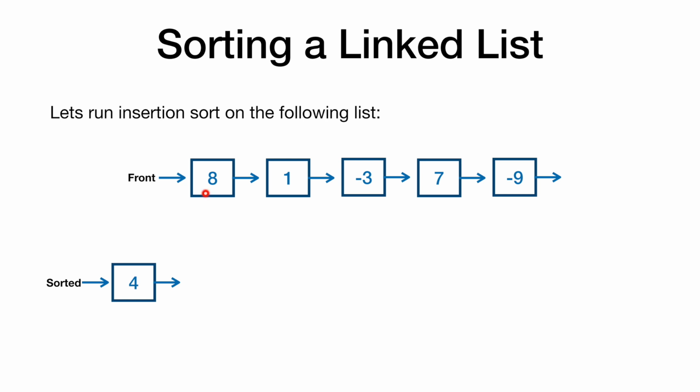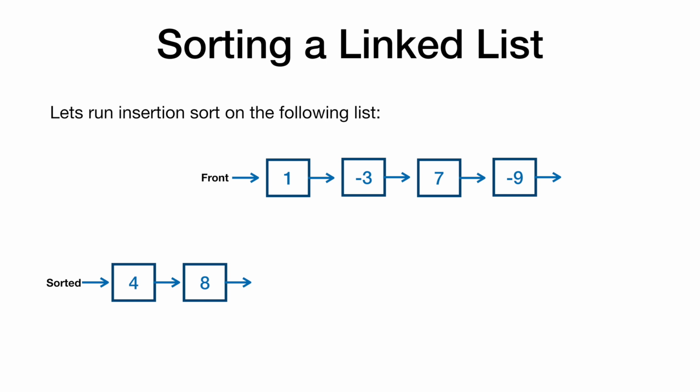And then we have to figure out where 8 goes in our sorted list. Well, it either goes before 4 or after 4. And because 8 is larger than 4, it goes after 4. So 4 is now going to point to 8. The front is going to point to 1. And 8 is now going to point to null, right? And that's what our list looks like after that.